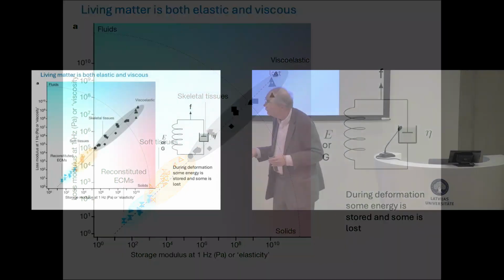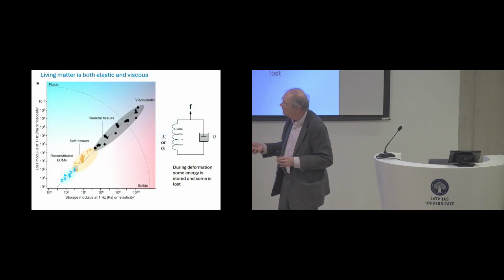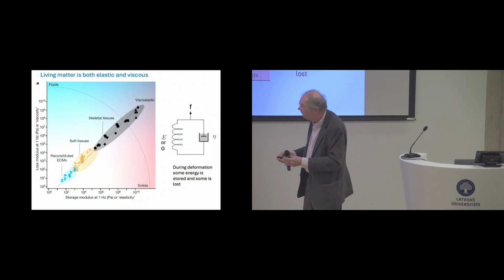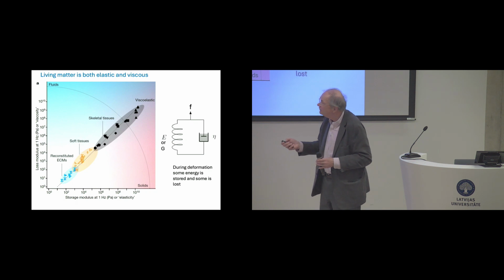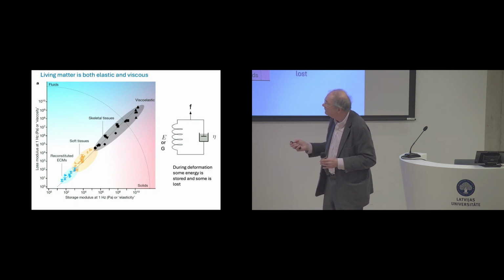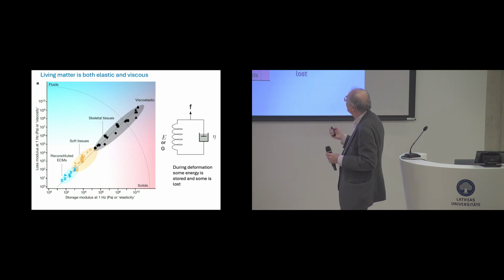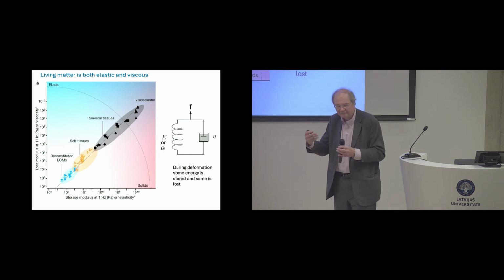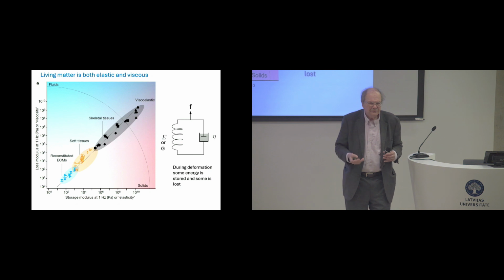And the easiest way to think of these kinds of materials that are part viscous and part elastic is to imagine that you have a composite material made out of 2 elements. One is an elastic spring, and the other one is a so-called dashpot.